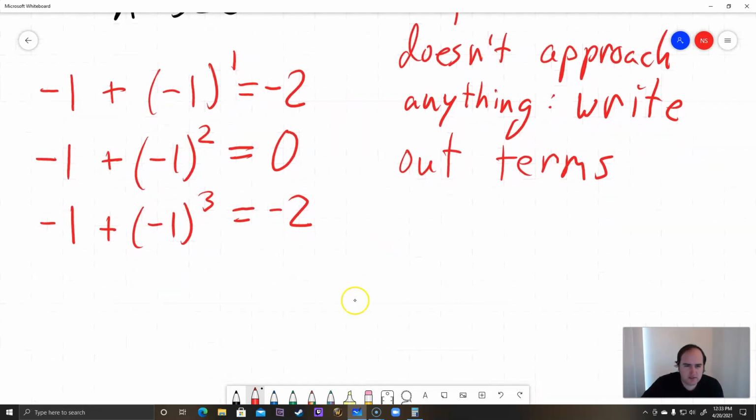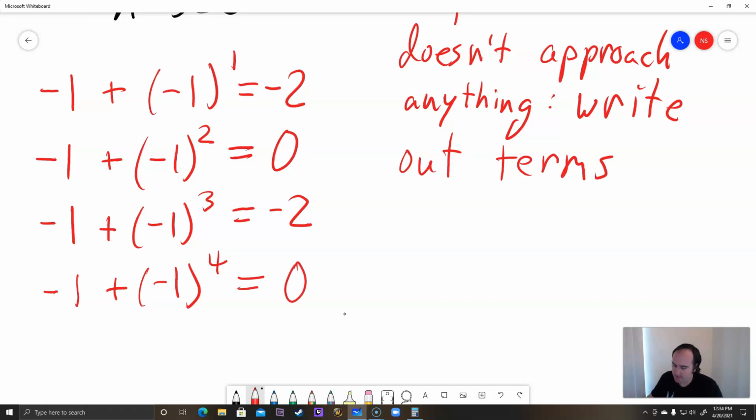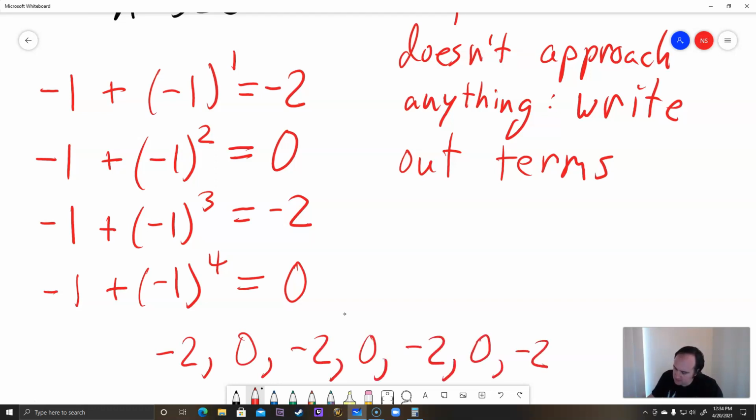So I think we're starting to see the pattern already. The fourth term is going to be -1 plus (-1) to the 4, which is -1 plus 1, which is 0. And so we got a pattern. The pattern is -2, 0, -2, 0, -2, 0, -2, etc.